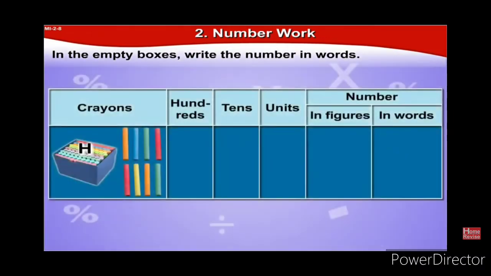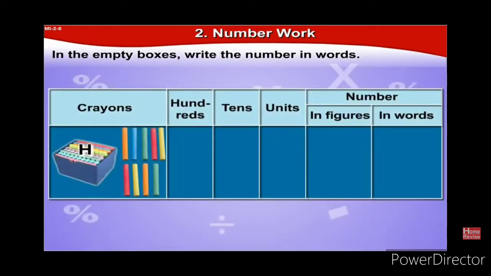Let us see the next picture. A box of 100 crayons and 8 more crayons. Well, that means it is 1 hundred, 0 tens, 8 units. In figures, it is 108. In words, it is one hundred eight.